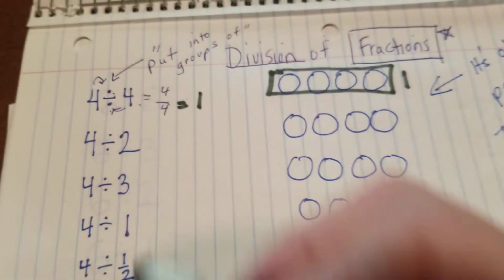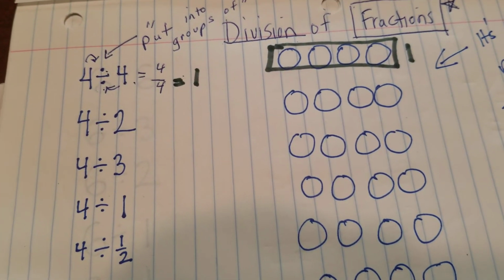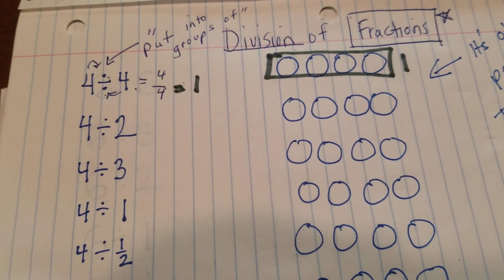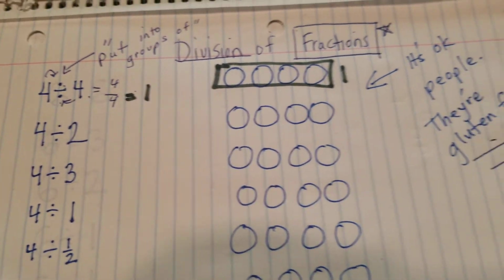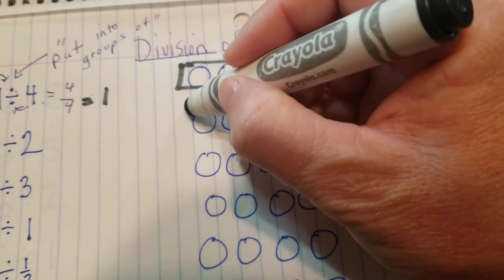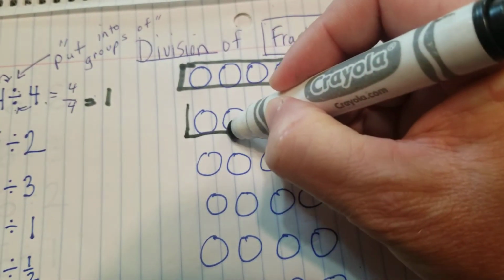4 put into groups of 2, and force yourself not to say divided by, okay? Because we're going to think about this a little differently today. So 4 put into groups of 2. Well, let's take a look at this guy over here, okay? So I've got 4, and I'm going to put them into groups of 2.